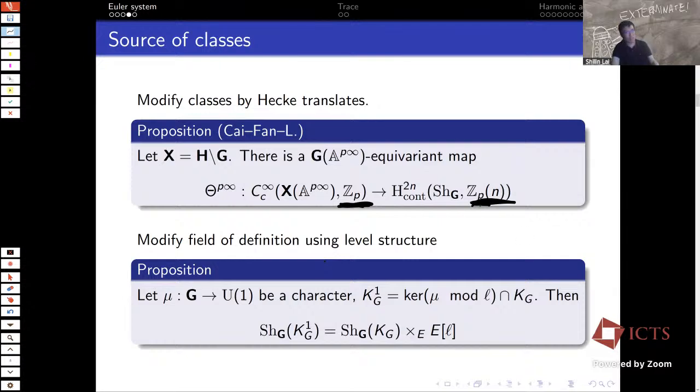But I don't want to spend time on this, but if you are familiar with Euler system stuff, this is the usual modification. This is the usual Hecke translation, just packaged together in a nice way that preserves integrality. But the upshot for us is we have a systematic way of producing a large collection of Galois cohomology classes, just by choosing smooth, compactly supported functions on some variety X.